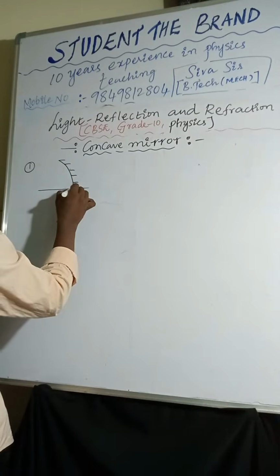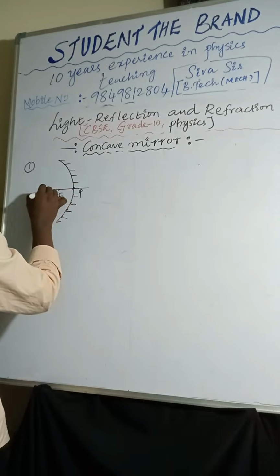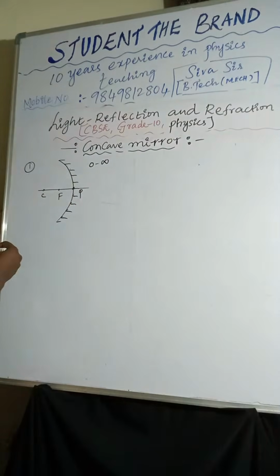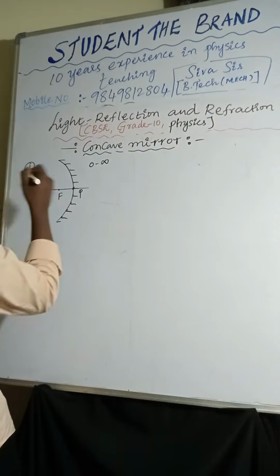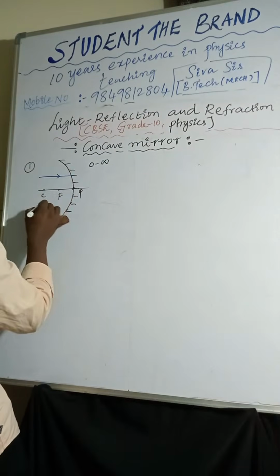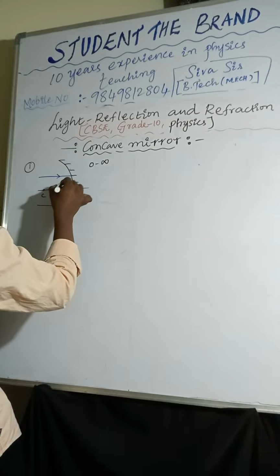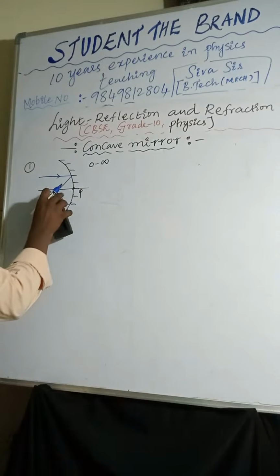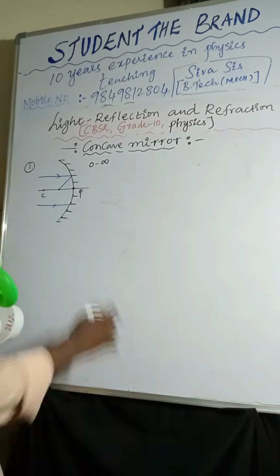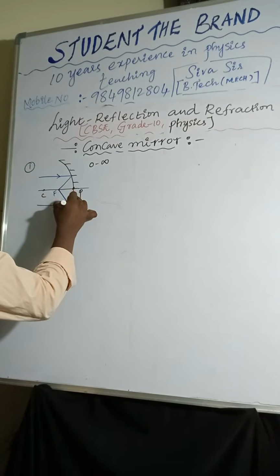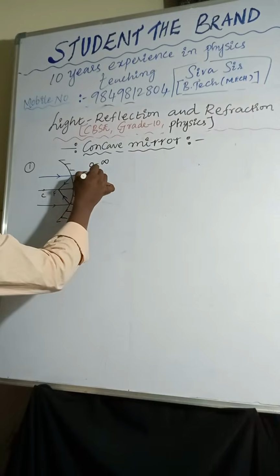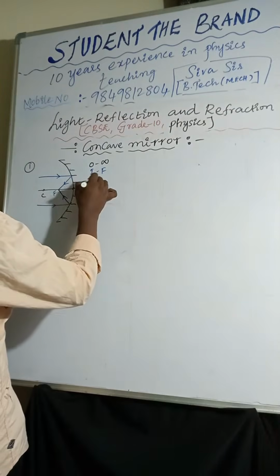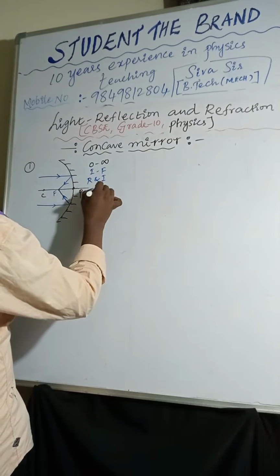Pole, focus, center of curvature. Object is at infinity. Light rays are coming from infinity. How many light rays are required to form the image of the object? Minimum 2 light rays are required to form the image of the object. Image is formed at focus. Nature of the image is real and inverted, highly diminished.